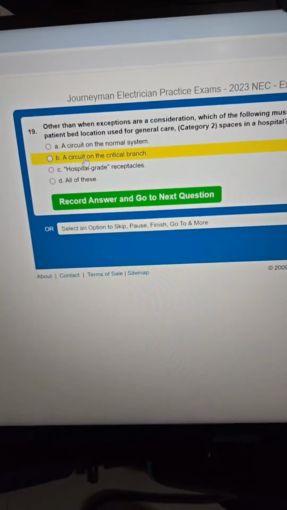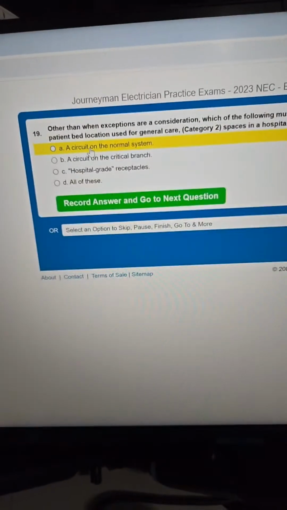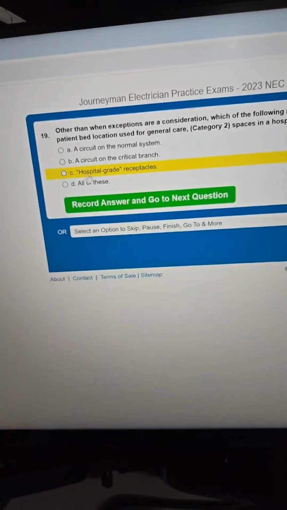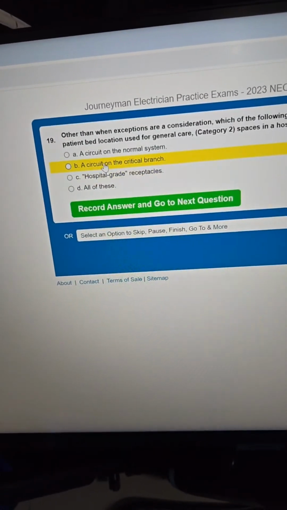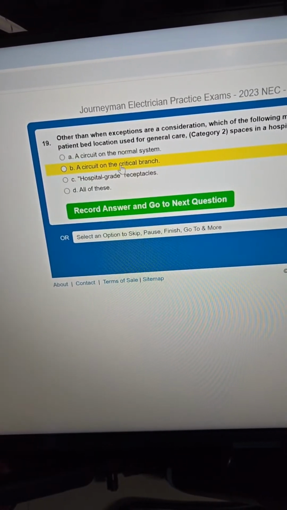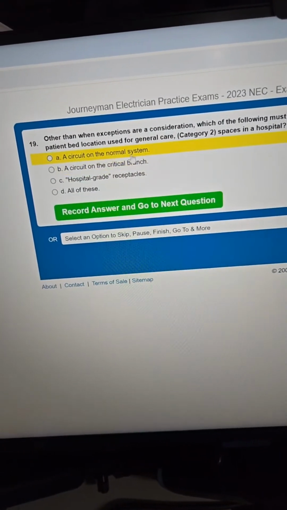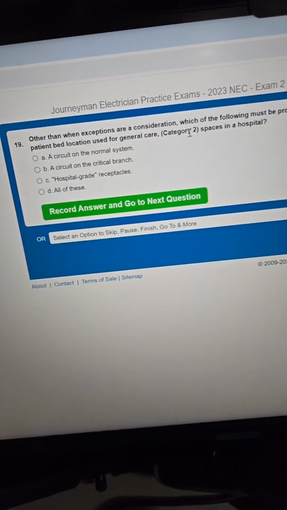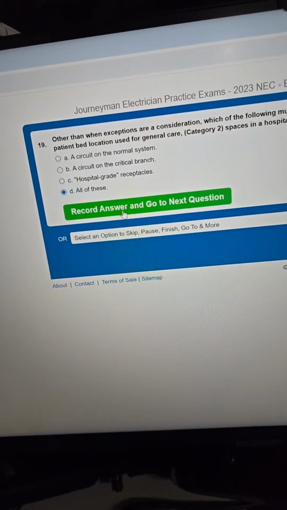You're almost always going to have a critical branch. You're going to have a normal, and they're going to be hospital grade. So you might not have life safety, but you're definitely going to have a normal, and you're definitely going to have a critical in the category 2. I think it's all of them.